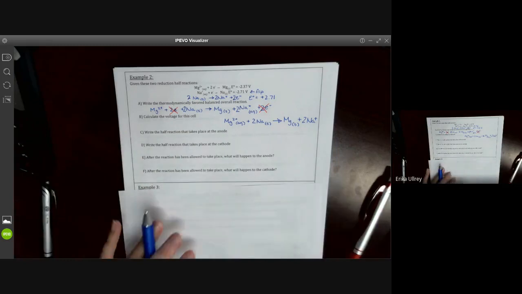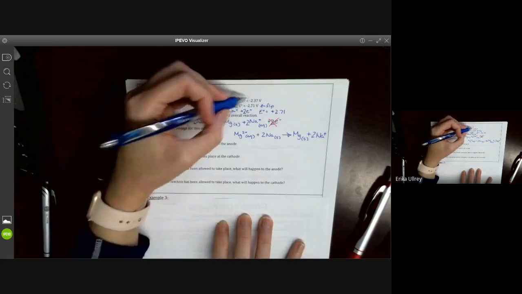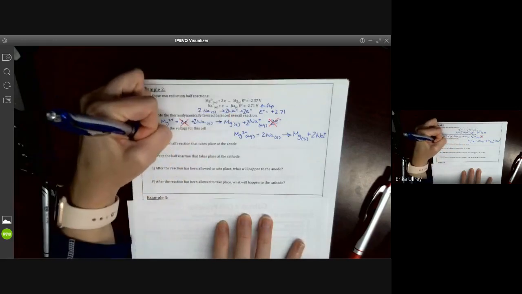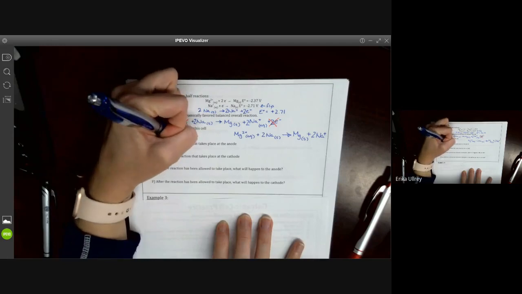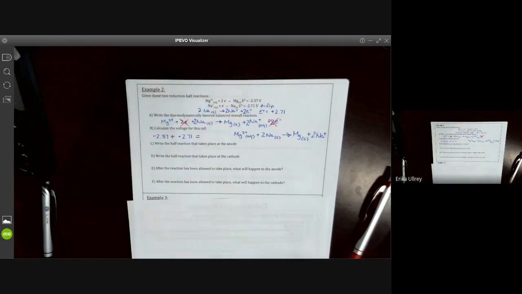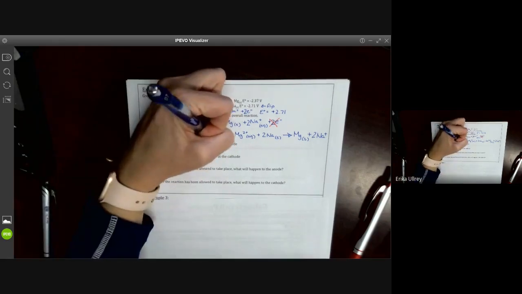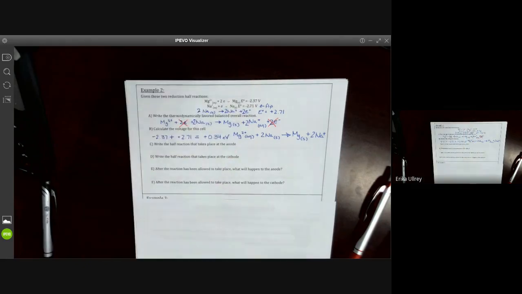So then if we take a look, once we flip this, it's going to be negative 2.37 plus positive 2.71, and that will give us our overall E cell of 0.34. And that's EV, which is electron volts.